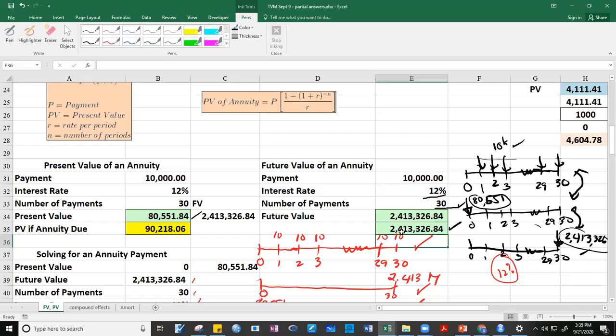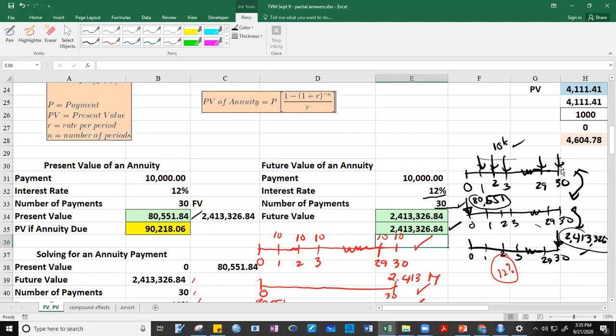Check. 2.41 million after 30 years. Okay, so equivalent ito, equivalent dito, equivalent dito. Okay? Clear, Angela? Opo. Okay, so pwede ito gamitin natin, no?